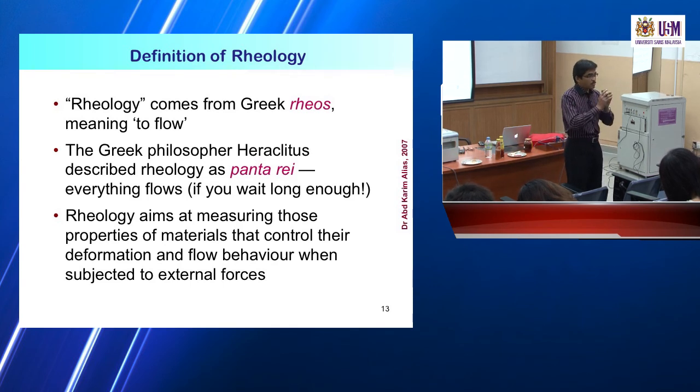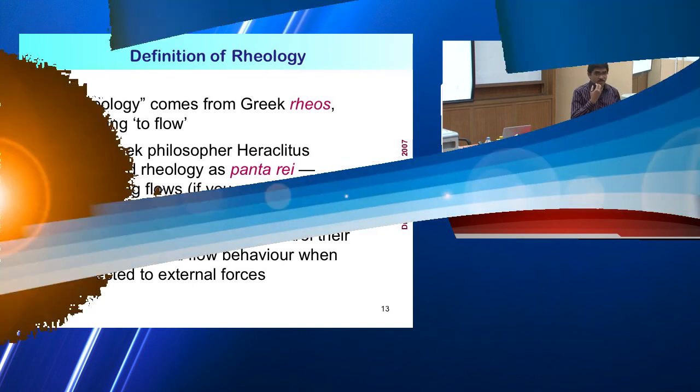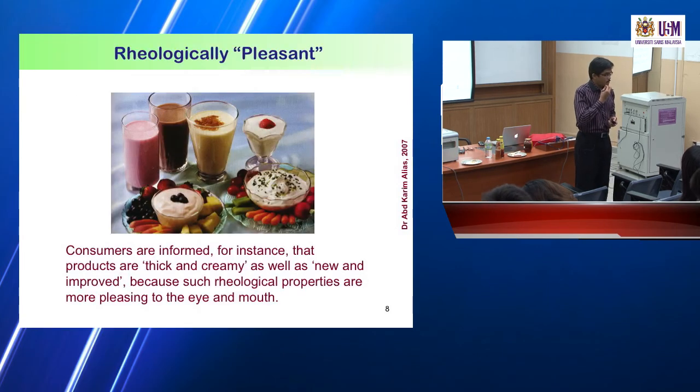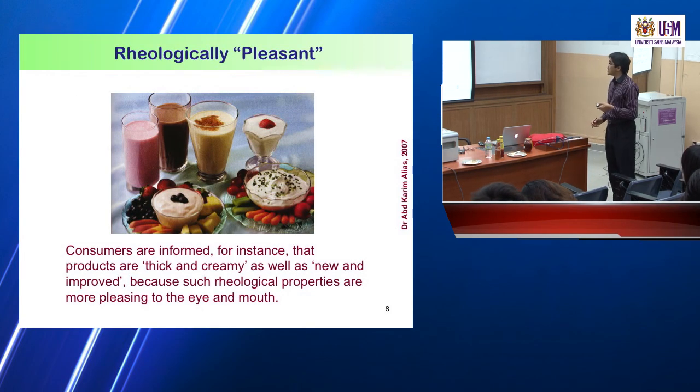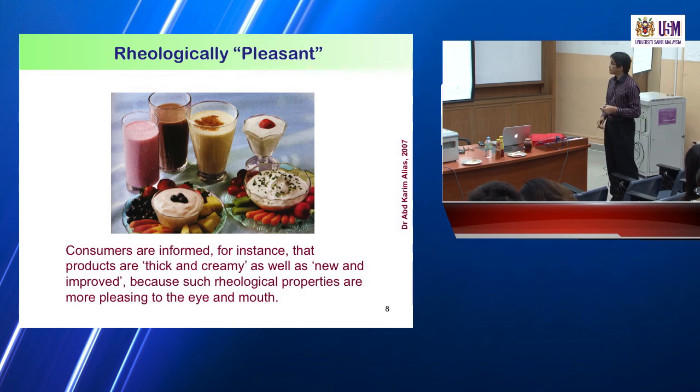So you will choose the combination of ingredients to formulate the product so that the product will have a pleasant sensory, organoleptic property, a pleasant mouthfeel when we put it in the mouth. Okay? So that's the meaning of rheologically pleasant, thick and creamy. Yeah? Because such rheological properties are more pleasing to the eye and mouth. Rheologically balanced.